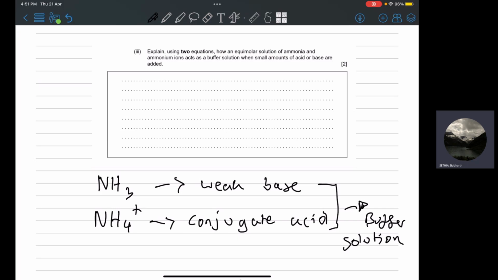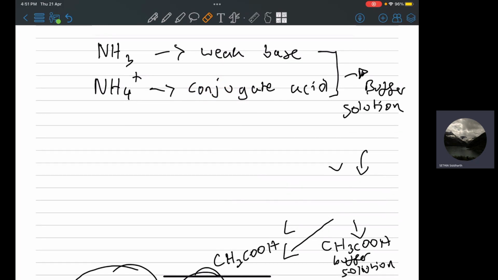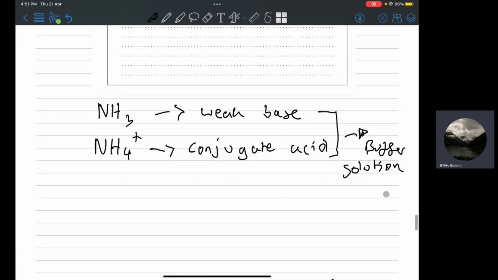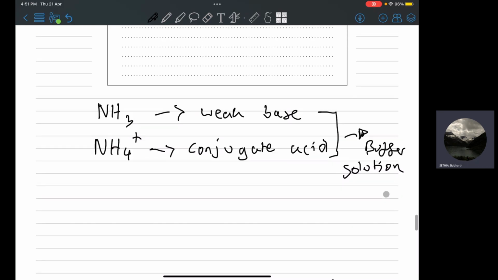Remember, these are the two ingredients we need to make a buffer solution. Now, how will these two resist changes in pH? We need to write down two equations. If you remember, I showed you two equations earlier for the buffer solution of ethanoic acid, to show you how they can resist changes in pH. Now I'm going to do the same over here.